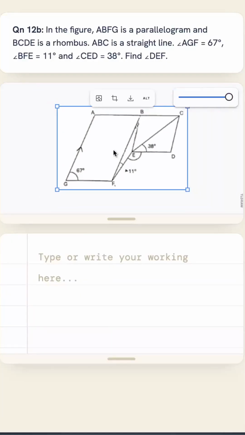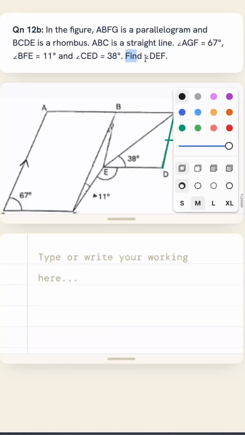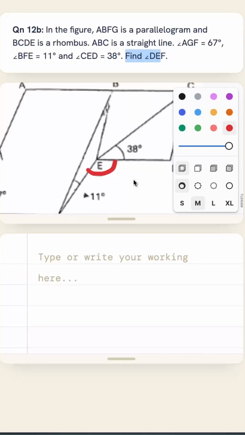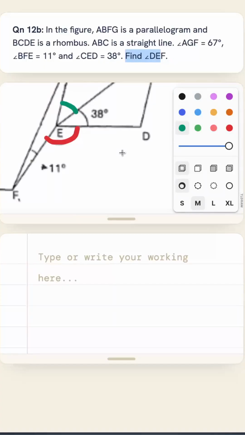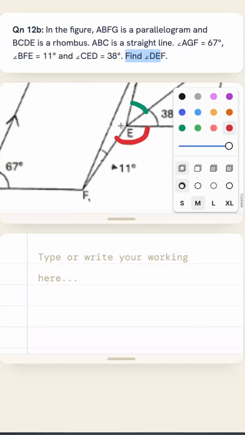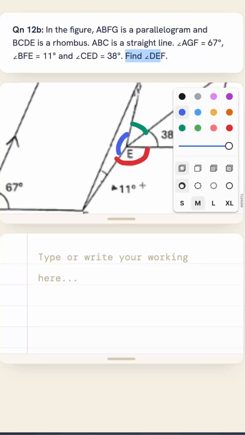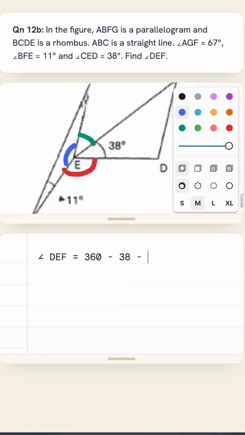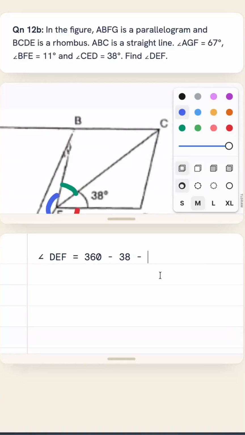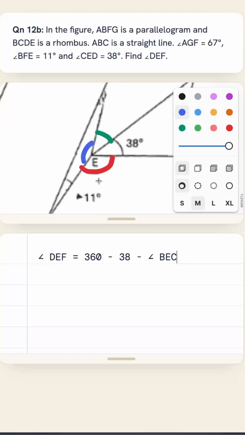So question 12, part B, we want to find angle DEF, which in this case is this over here. How do we find it? We need a couple of angles. The first one is this angle, angle BED. The other angle that we need to find is this angle over here, which is FEB. So angle DEF is basically 360 minus 38 minus angle BED, and then minus angle BEF.